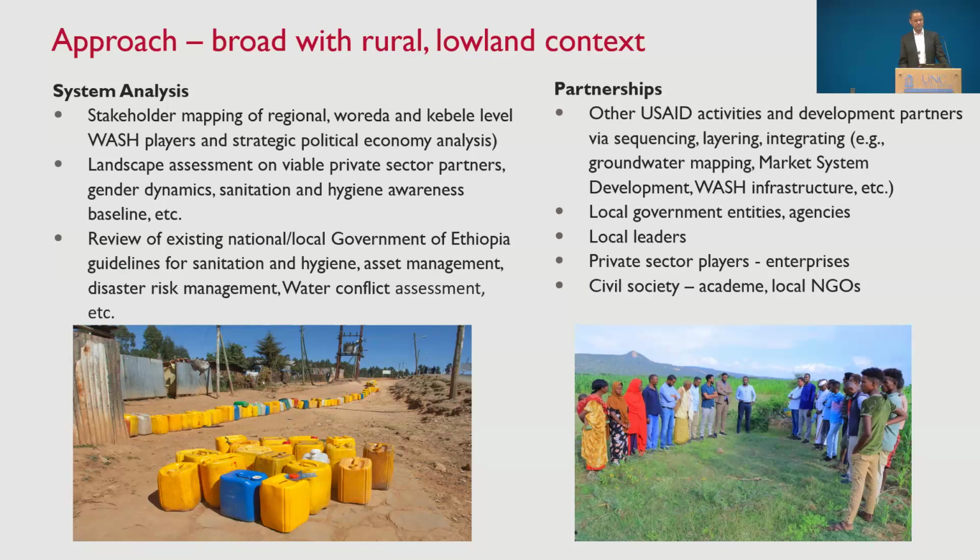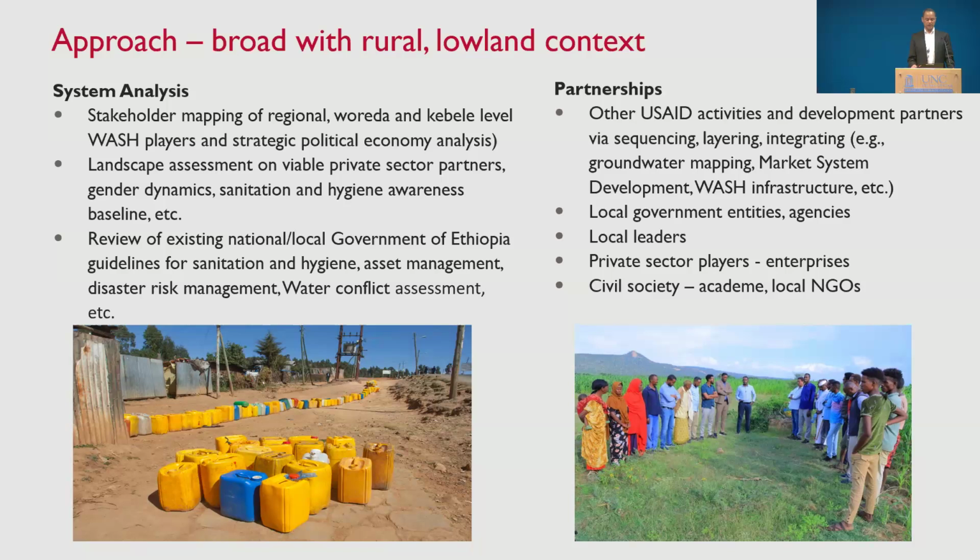The other one is partnership. Based on USAID's sequencing, layering, and integration approach, we have identified different USAID implementing partners. We are working on groundwater mapping, for example. For groundwater mapping, we have already identified a partnership with Addis Ababa University, Africa Center of Water Management, and we are working with them. We have also identified some market system development work with different USAID implementing partners, and we are working together.